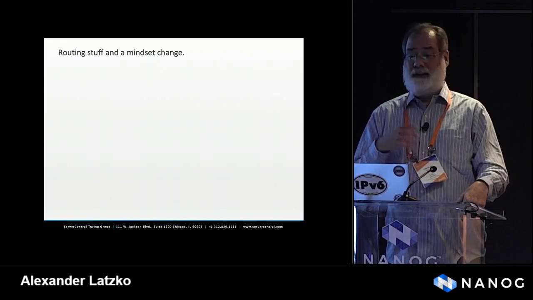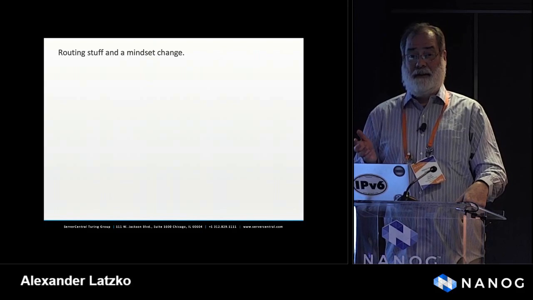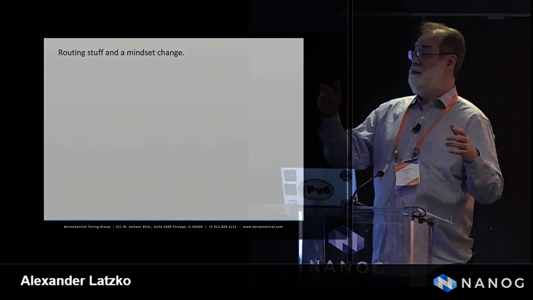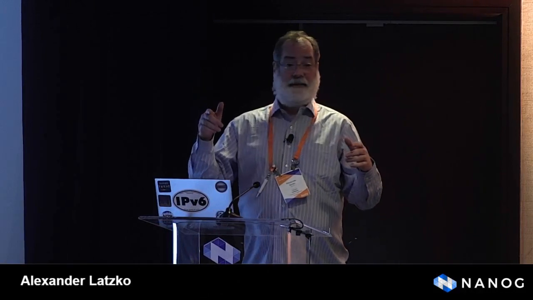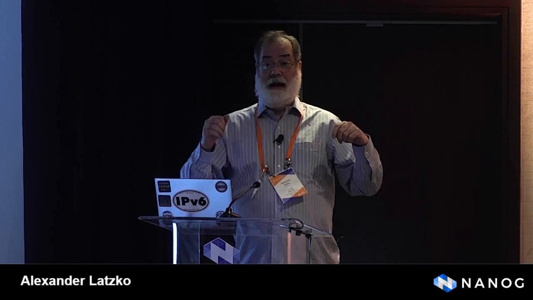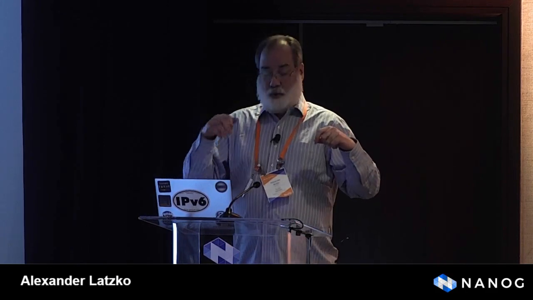So, time for a quick mindset change. Who here is a router jockey? 1, 2, 3, 4, 5, 6, 7. Good. 8, 9, 10. How many of you use EIGRP? Dodge that bullet. Okay, some realities.